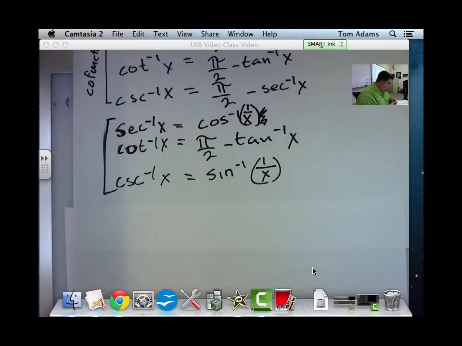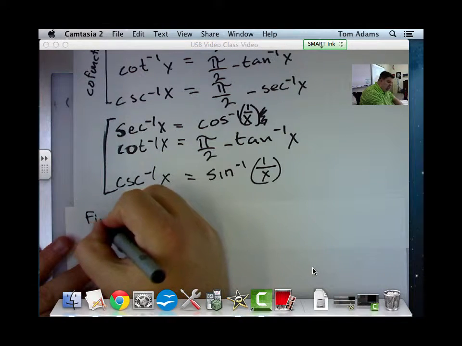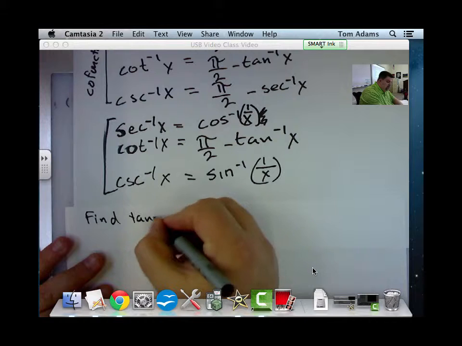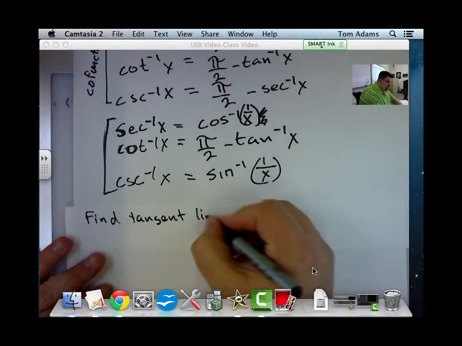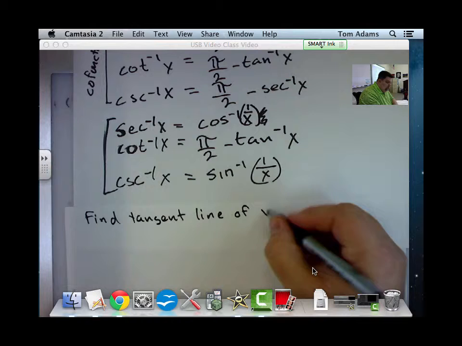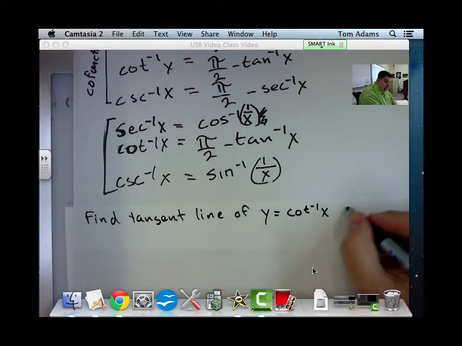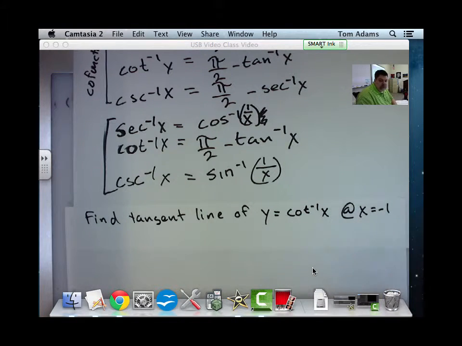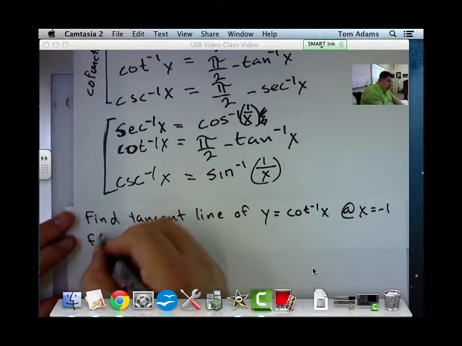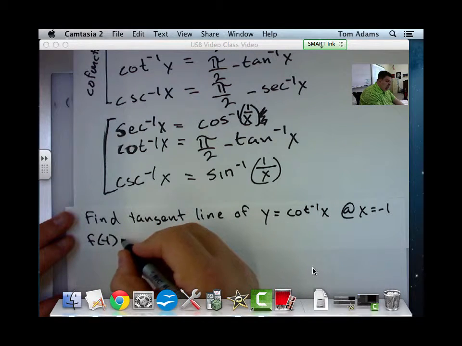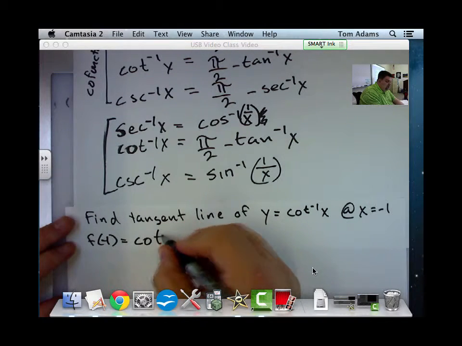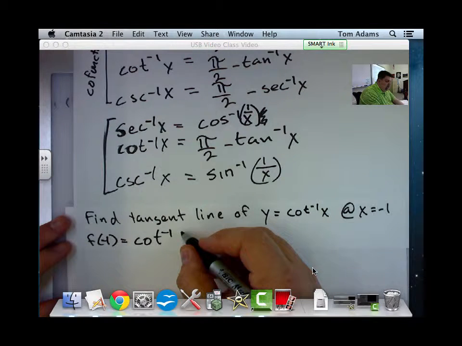So what we're asked to do is find the tangent line of y equals cotangent inverse of x at x equals -1. Well, now to do that I need the slope and I need a point. So let's do the point. The point is evaluated at -1, which is cotangent inverse evaluated at -1.